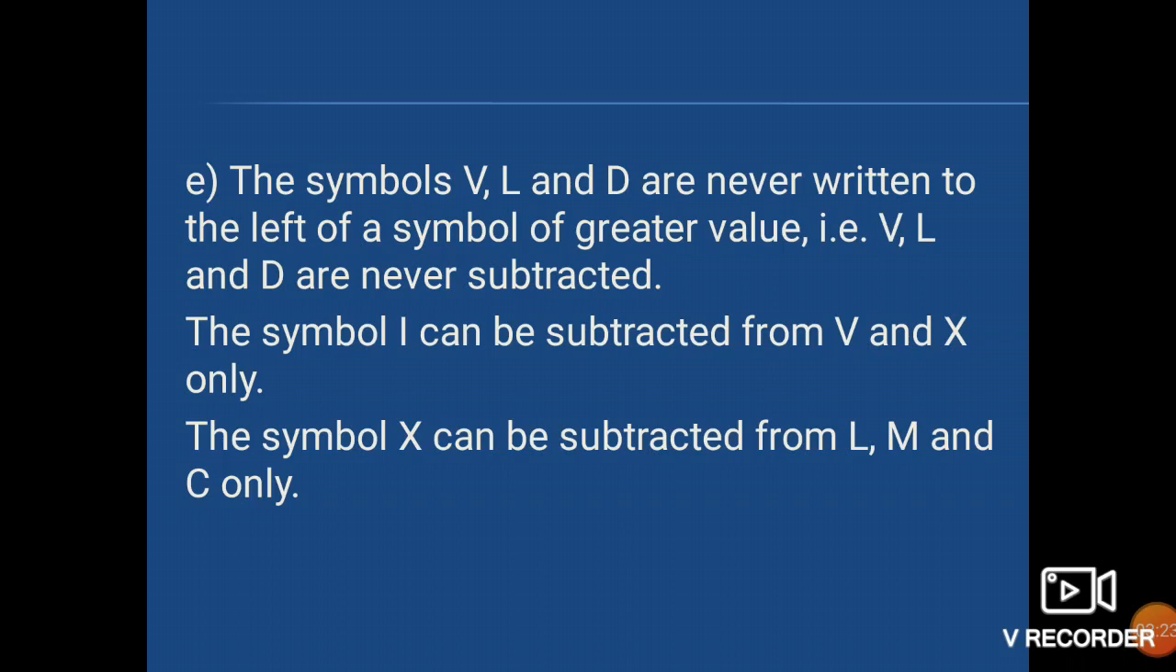The symbol I can be subtracted from V and X only. So I can be subtracted from V and X only. It should not be subtracted from any other symbol. The second exception is that the symbol X can be subtracted from L, M and C only. So X should be subtracted only from L, M and C.